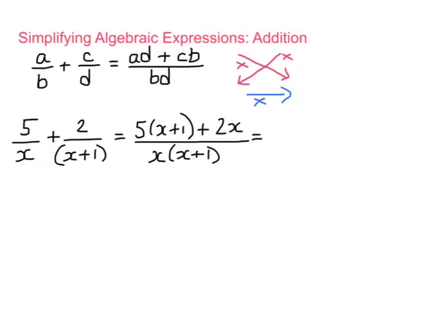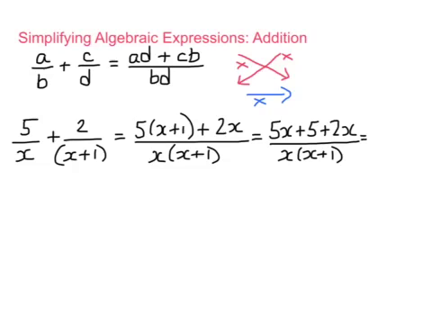So simplifying across the top, I get 5x plus 5 plus my 2x, and I've simply multiplied out the bracket there. So that times that gives me 5x plus that times that gives me 5. And I divide this by x times x plus 1.